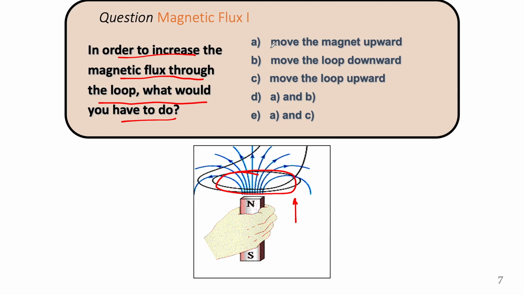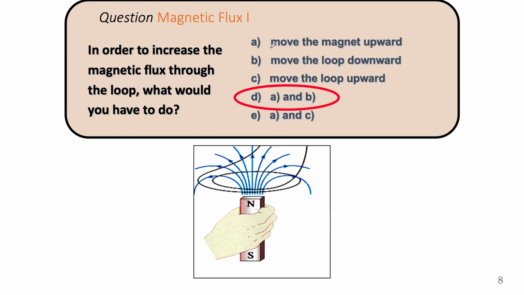Okay, let's see the answer. So the answer is A and B. If you move the bar magnet up, what's going to happen is, now there is already some flux here, but this part of the magnetic field lines is stronger than this part because this part has denser field lines, right? So the stronger part is getting closer and closer to the loop. So if I push the magnet upward, then the flux would increase.